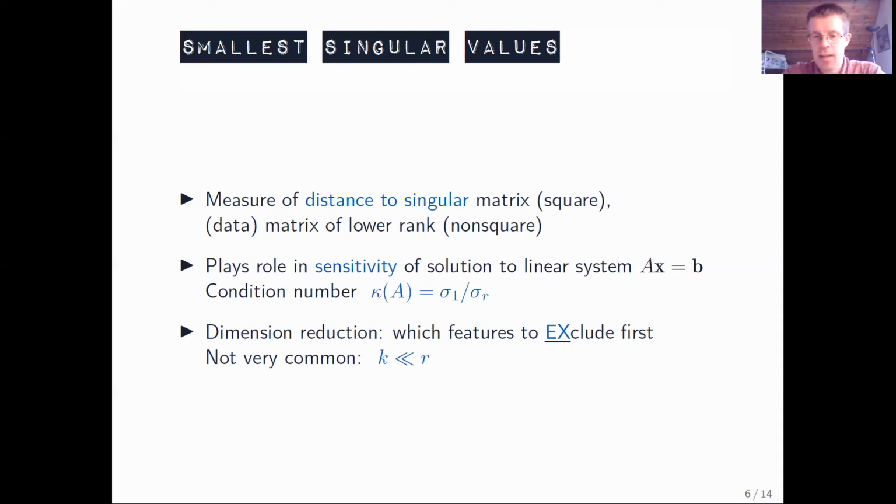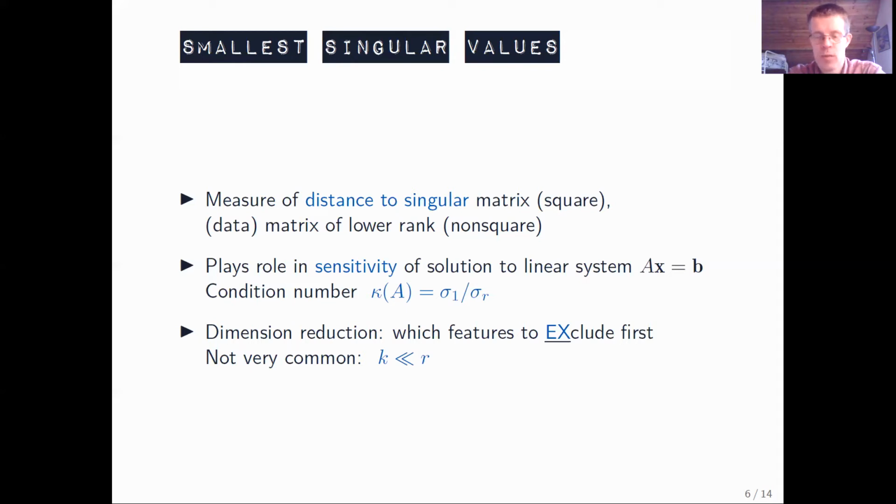And in a situation like that, it's very attractive to carry out dimension reduction. Okay, then the question arises, well, aren't the smallest singular values of any importance at all? Yes, they are. They often pop up in various applications, such as distance problems. So if we have a matrix, how far is it from a matrix that is, for instance, singular in the square case or of a lower rank in the non-square case?